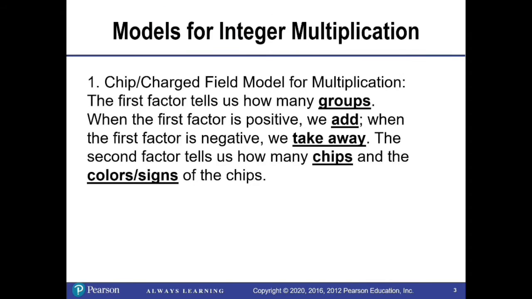So let's get started. Our first model for integer multiplication is our chip, or charged field model. Now, our first factor tells us how many groups. The first factor, if it's positive, tells us to add. And if the first factor is negative, we take away these groups. The second factor tells us how many chips and the color or the signs of the chips.